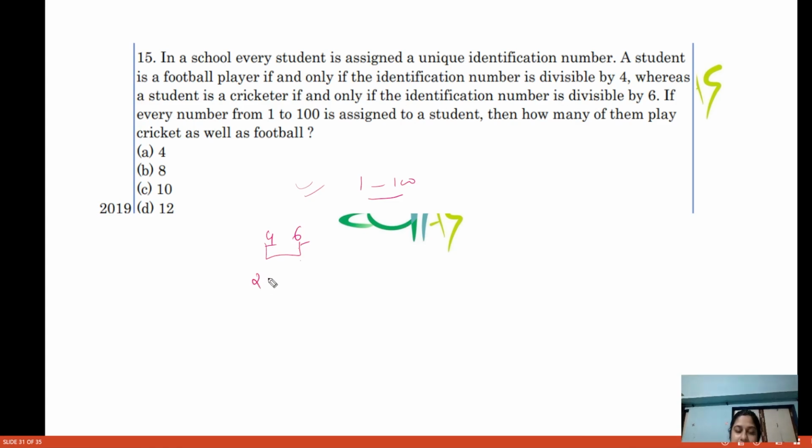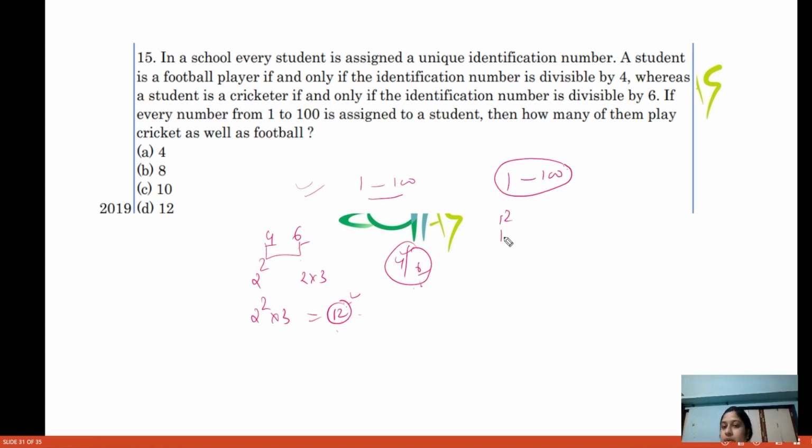So LCM इसका क्या आएगा? This का 2 square and this is 2 into 3, so 2 square into 3 मतलब 12. Okay, 12. Definitely 12 is the first number which is divisible by 4 as well as it is divisible by 6 as well. तो 12 ले लेते हैं। अब now how many numbers between 1 to 100 are divisible by 12?